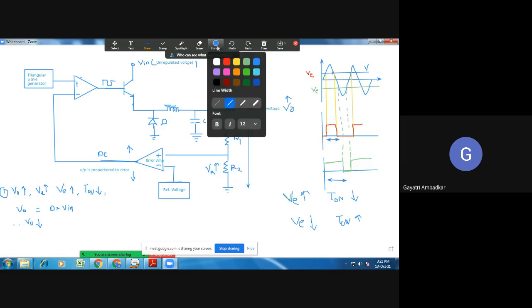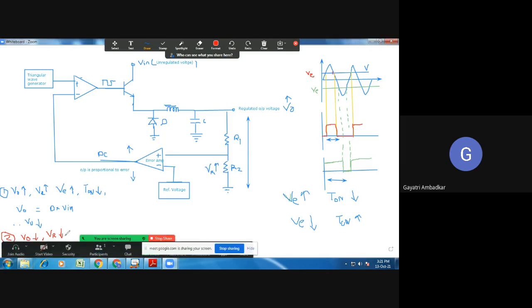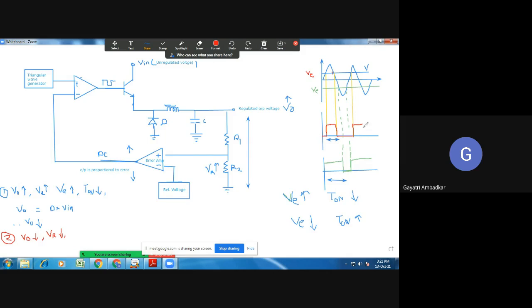Second, we will see, second case, output is trying to decrease. If the output decreases, what will happen? VR will also decrease, that is voltage across R2 will also decrease. If VR decreases, then error voltage decreases. Look at this case. This is our second case. VE decreased. So VR decreases, VE will decrease.